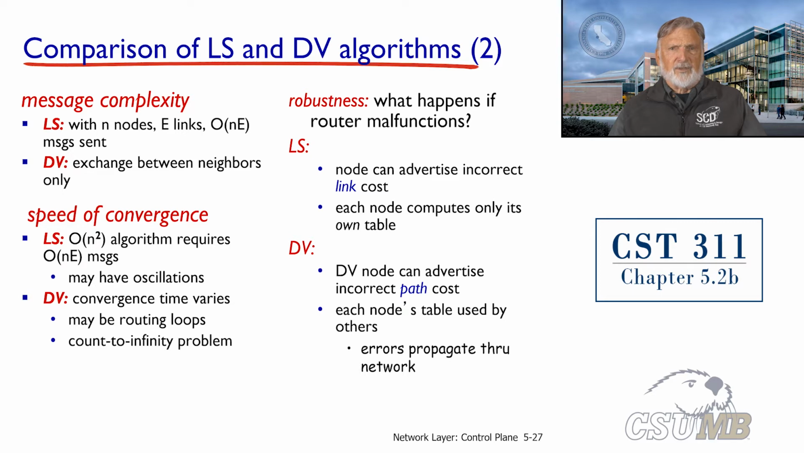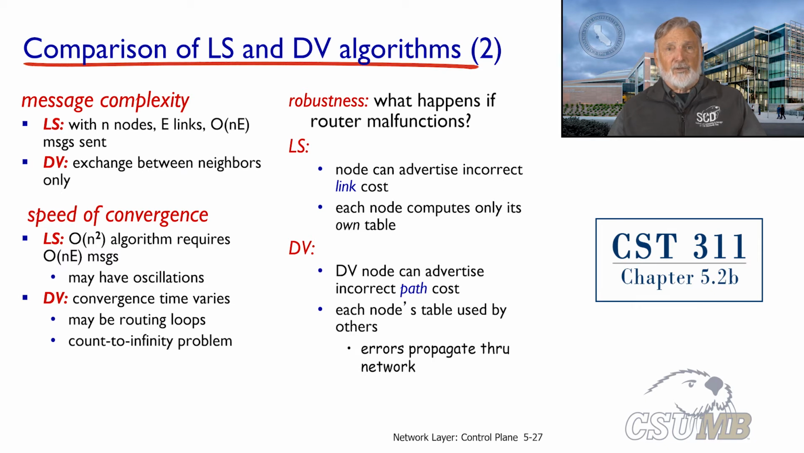Well, how robust are these algorithms? With link state, a node could advertise an incorrect link cost. However, the damage would be limited because each node computes only its own forwarding table. Flooding advertisement makes link state extremely robust to failure. It is very unlikely that a node will miss so many advertisements that it has an incorrect view of the network.